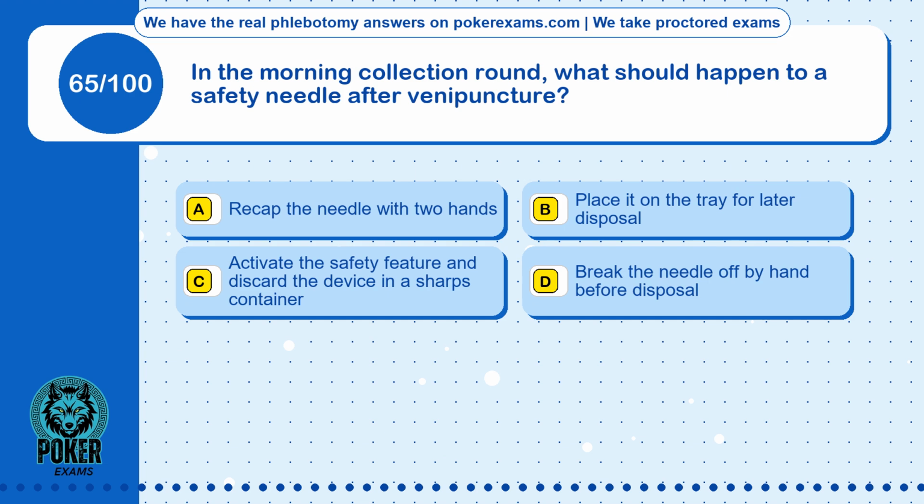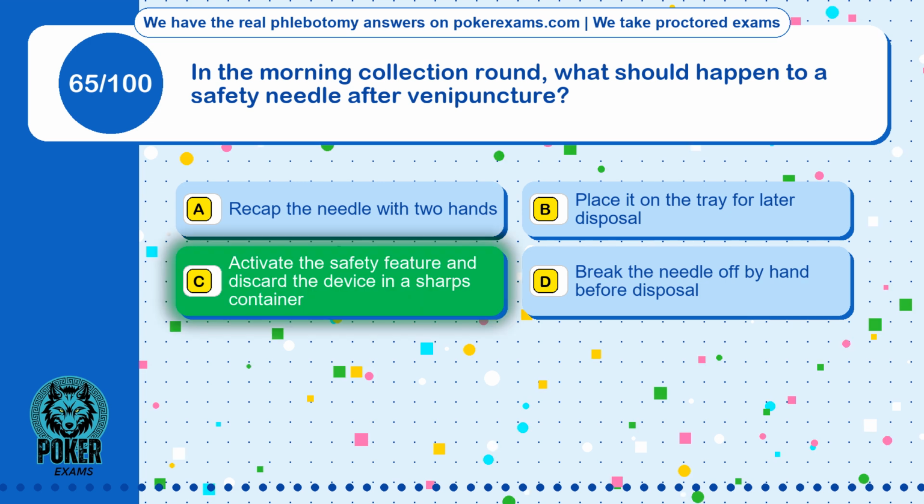Question 65. In the morning collection round, what should happen to a safety needle after venipuncture? Option A, recap the needle with 2 hands. Option B. Place it on the tray for later disposal. Option C. Activate the safety feature and discard the device in a sharps container. Option D. Break the needle off by hand before disposal.